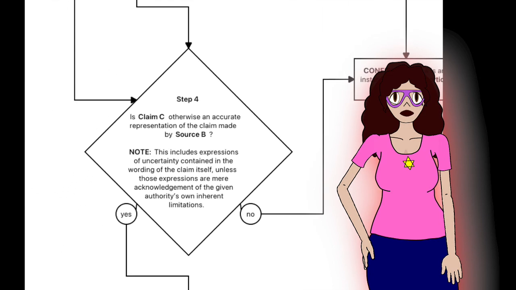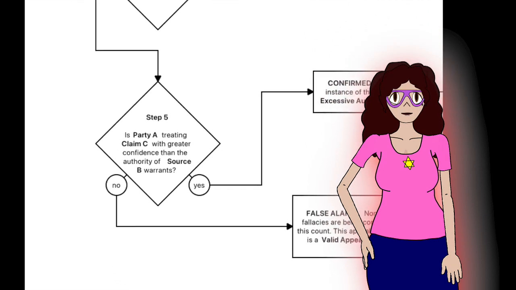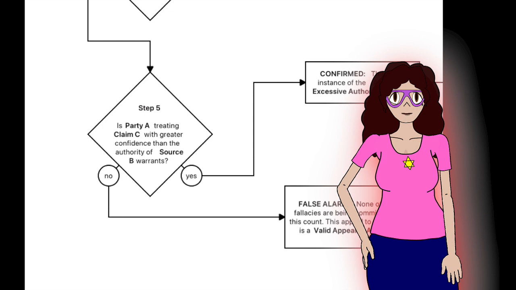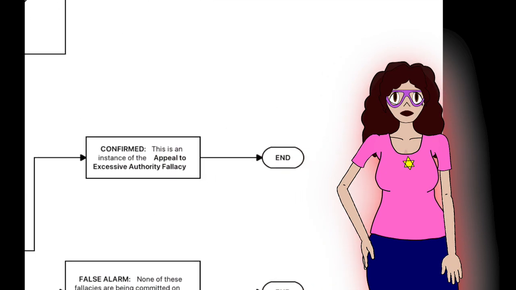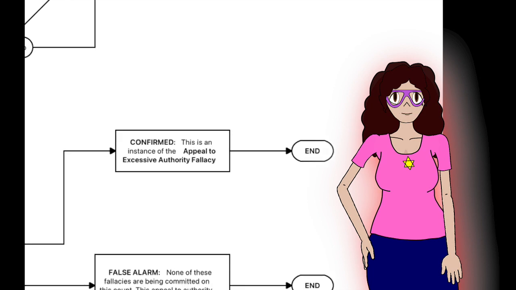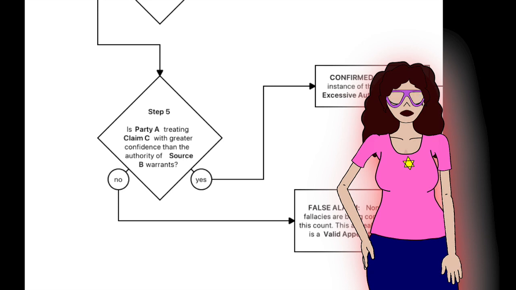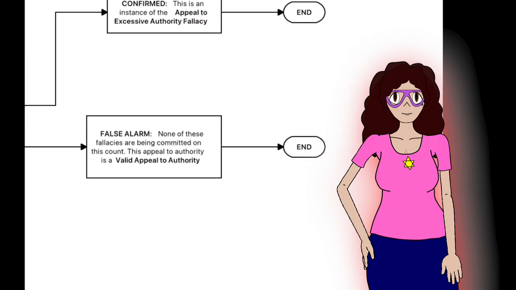On the other hand, if the answer is yes, then we go on to step 5, where we ask, is Party A treating Claim C with greater confidence than the authority of Source B warrants? If the answer to this final question is yes, then it is confirmed that this is an instance of the appeal to excessive authority fallacy. On the other hand, if the answer is no, then we are in the clear. Yes, it still is an appeal to authority, but it is a valid or cogent appeal to authority.